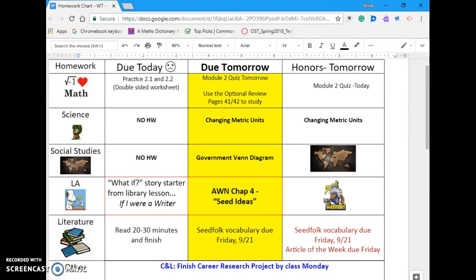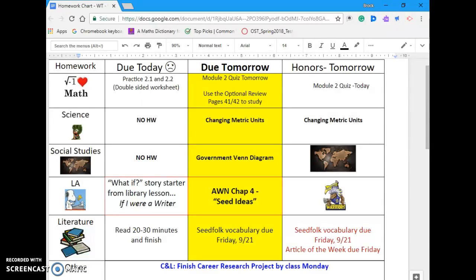Taking a look at our homework for this evening. In Honors Math, you had your Module 2 quiz today. In Regular Ed Math, we have our Module 2 quiz tomorrow. Remember, you've got the optional review from class today. You've got pages 41 and 42, and then you also have what we did work on in class. So 3 different resources that we can use to go through and prepare for the quiz tomorrow.